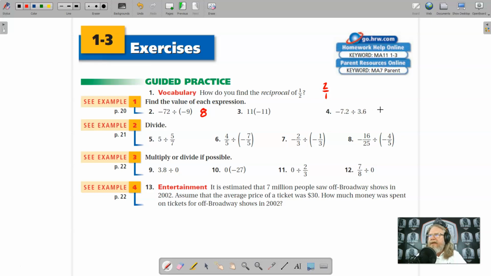And let's go over this one here. Negative divided by negative is negative. And 7.2 divided by 3.6. Well, I happen to know that 36 is 1/2 of 72, so the answer is going to be 2. We're just dividing 72 by 36 to get 2.